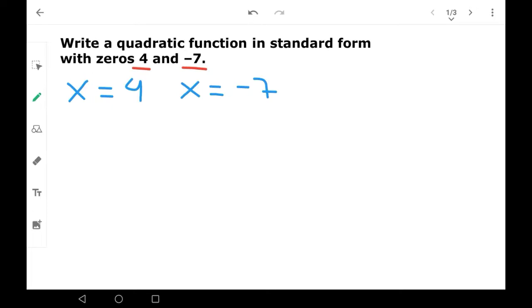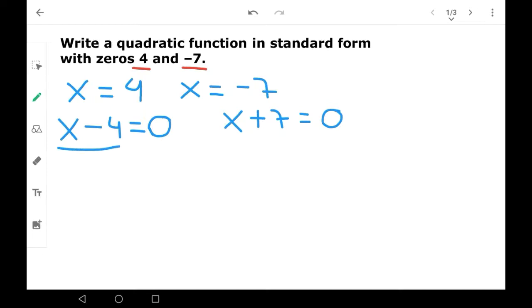Is to set each solution equal to 0, right? So I have to move this 4, which is positive, to the other side as negative: x - 4 = 0, right? And the other would be x, and since here is -7, it will go to the other side as +7: x + 7 = 0. Now, what is the next step? Remember, when we find the zeros of a function, we first factor and then set each factor equal to 0. So now I have the two factors. This is one factor and this is the other factor.